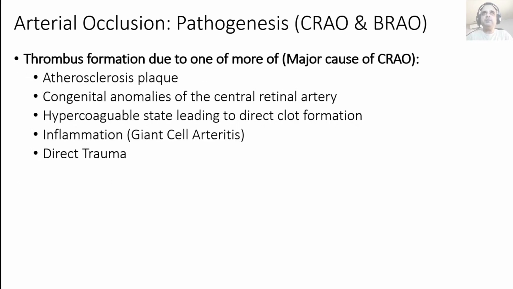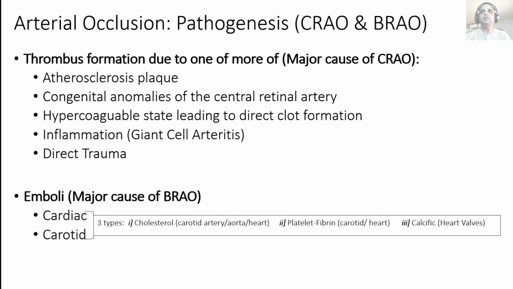So the thrombus formation is because of atherosclerotic plaques, congenital anomalies of the central retinal artery which might predispose it to develop an obstruction, hypercoagulable states, inflammations, and direct trauma. While the major cause of branch retinal artery occlusion is an emboli, and they could be of a cardiac or carotid source. They are of 4 types: cholesterol, platelet, fibrin, or calcific. The sources of those emboli are also listed next to them.